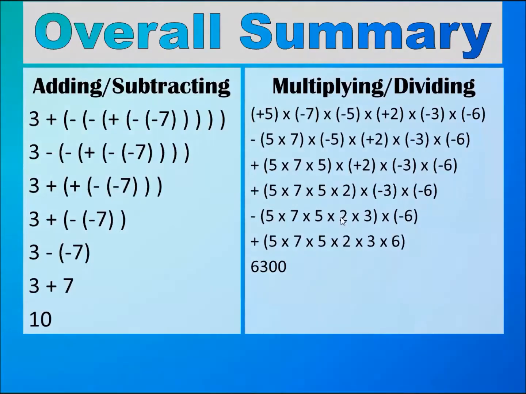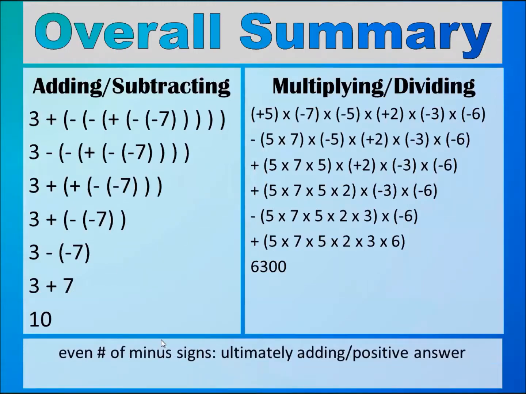So what if I want a shortcut? What if I want to know if I'm ultimately adding, ultimately subtracting, ultimately have a positive number, ultimately have a negative number, without going step by step? If I have an even number of minus signs, that means if I have a number of minus signs that is a multiple of 2, I am ultimately adding, if the example would fall under adding or subtracting, or I have ultimately a positive answer if I'm multiplying or dividing.